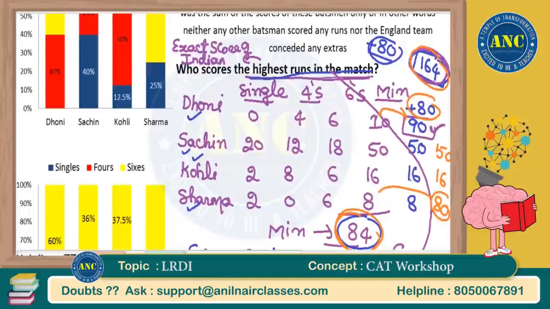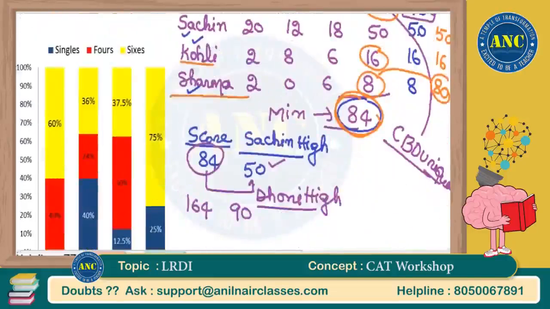It could be Kohli also, 16 5s are 80. It could be Sharma also, 8 into 10. It could be Dhoni also, 10 into 8. It could be anyone other than Sachin. I am trying to tell you that other than Sachin, there could be some more value. Therefore, it cannot be determined. I hope it is clear. Answer for this question is cannot be determined uniquely.